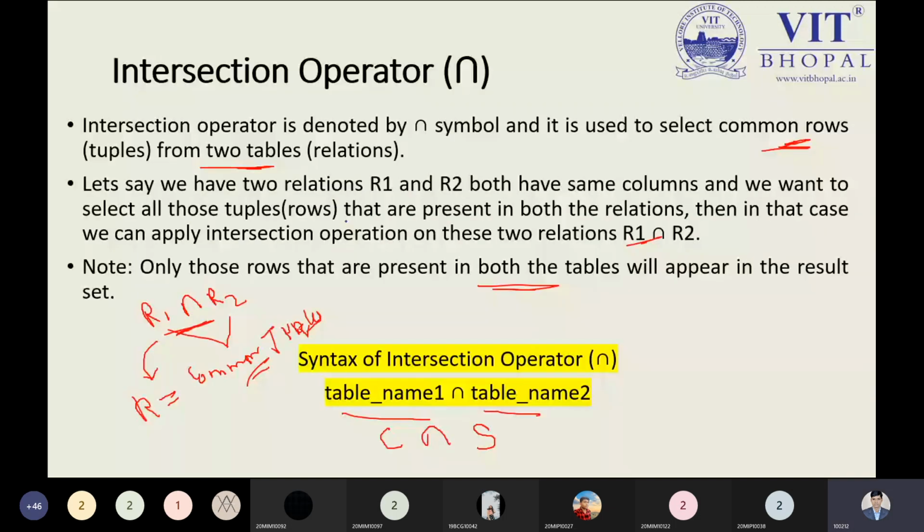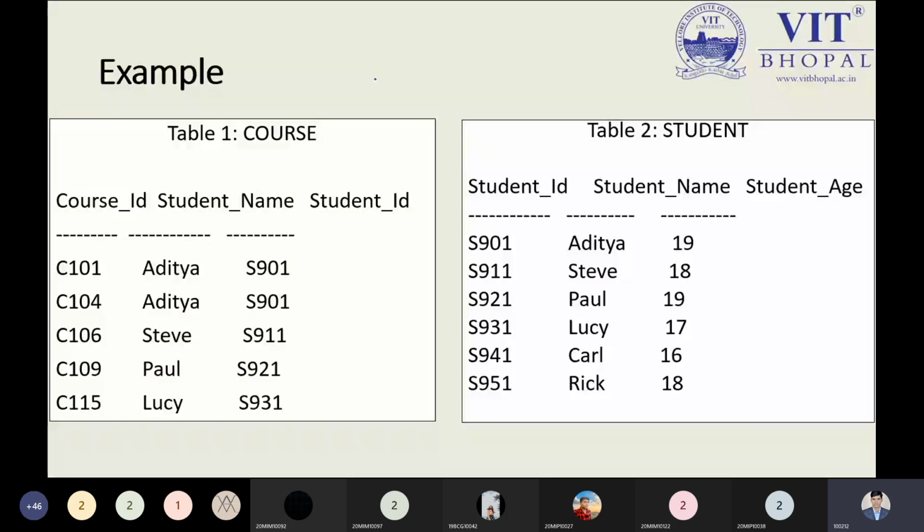What is the common part? Focus on the thing properly. What is the common part? But keep in mind, duplicates are also not accepted over here. Now, I'm using the intersection operator between the course and student.